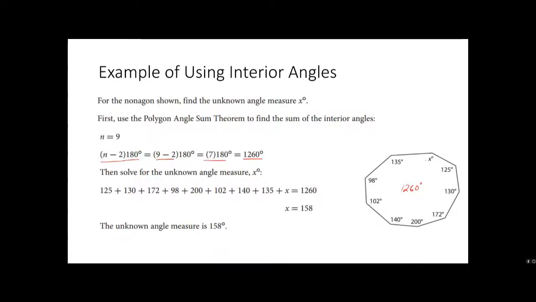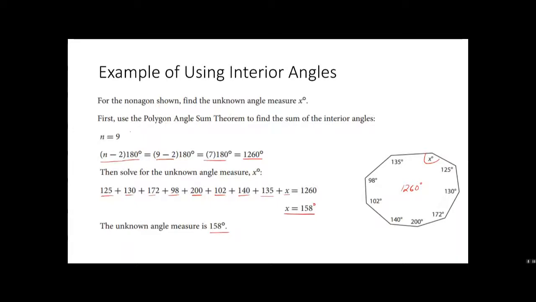And then they're just asking you to solve for the missing angle. So basically all you have to do is combine all the degrees that you have already been given, and include the x, which we don't know. Combine like terms, use the subtraction property, and eventually you're going to get x equals 158 degrees. This is just algebra from there on. So the unknown angle is 158 degrees.